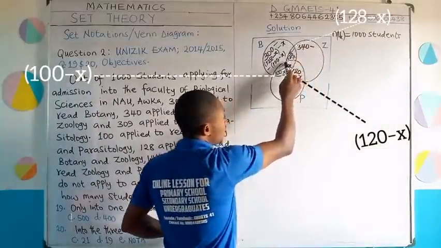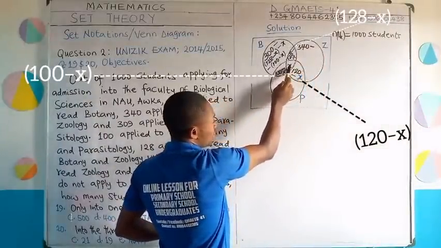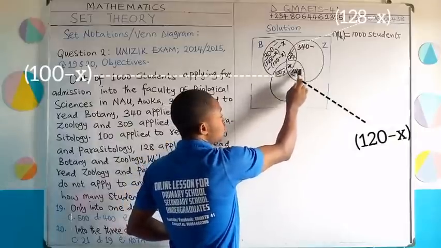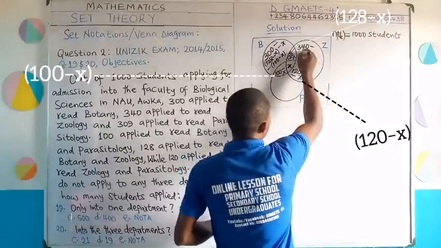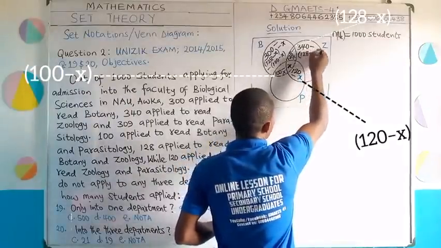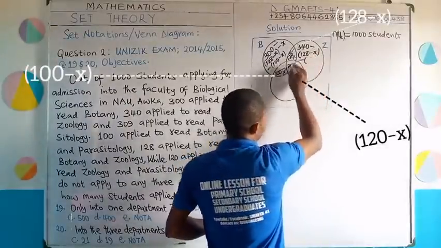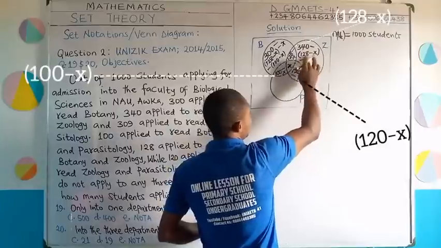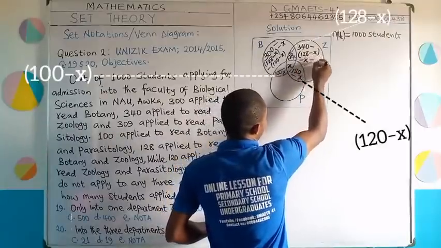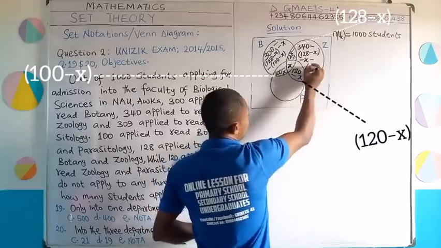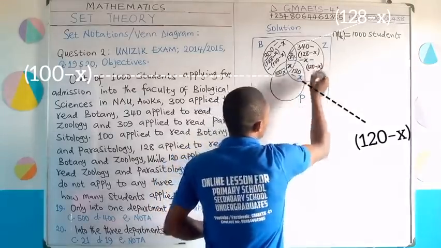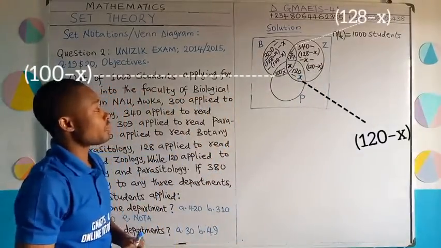What numbers are enclosed by this set of zoology? Look at it. 128 minus x is one of them. The next one is x. And then the next one is 120 minus x. So it's going to be minus open bracket 128 minus x, then minus x, and then minus, I'm going to open the last bracket there, 120 minus x. So these are the whole terms I'm meant to subtract from 340.